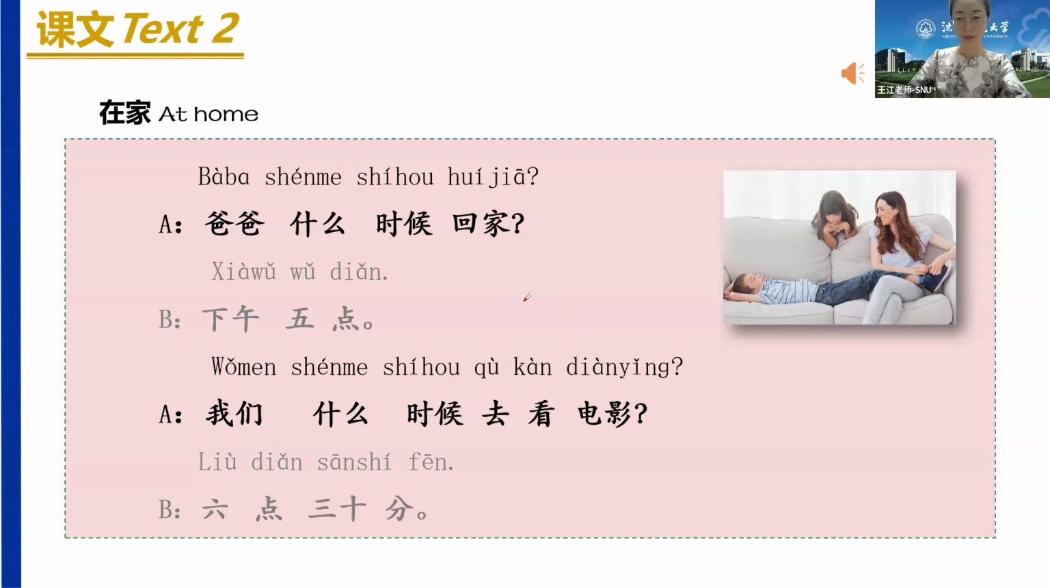Okay, text 2. That is text 2. Let's review text 2. 爸爸什么时候回家？ Okay, so just translate the text into English, okay? Yasser, read after me and translate the text into English. 爸爸什么时候回家？ Yasser.